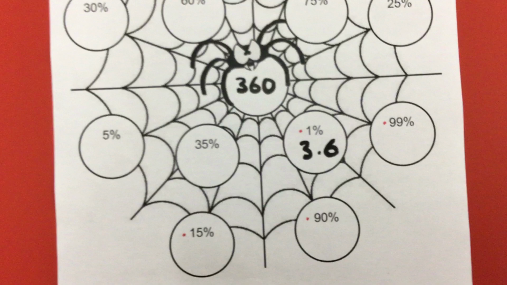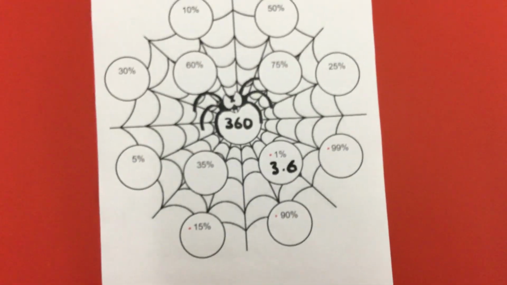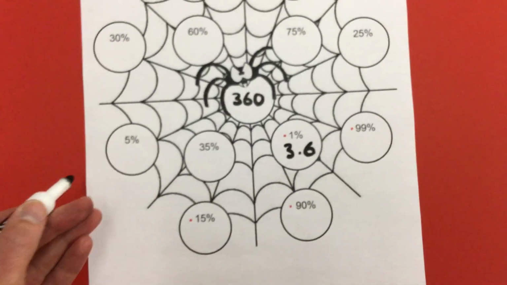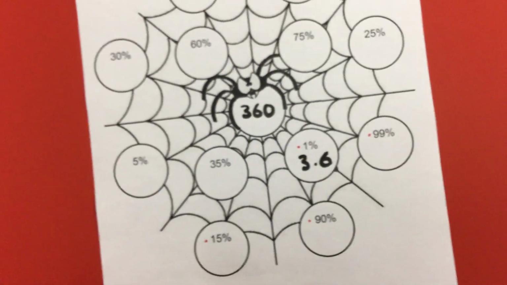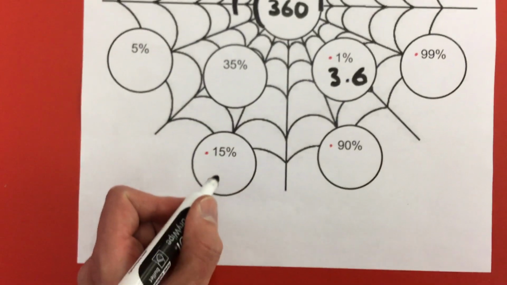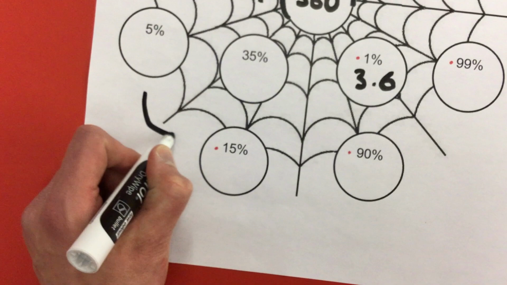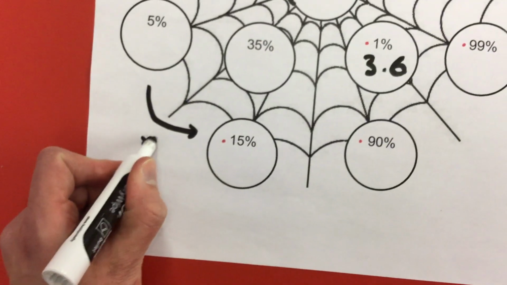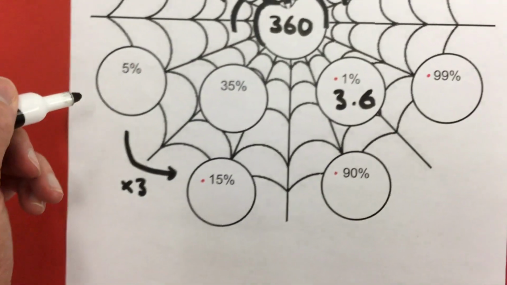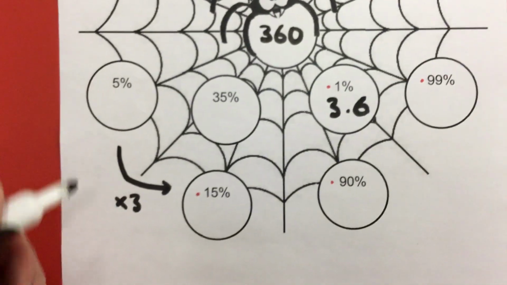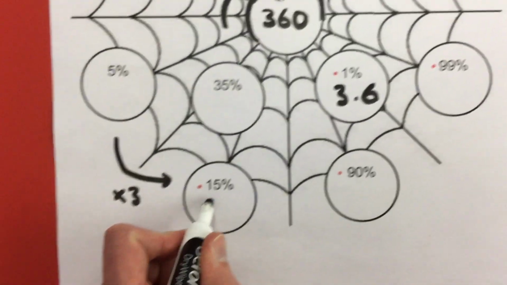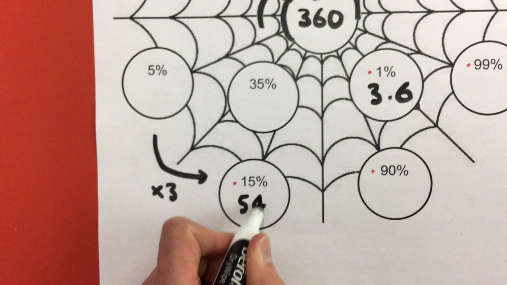10% is 36, 1% is 3.6. If we know 5%, which we do, we worked out that 5% is 18. Well, we can work out 15%, because 5% times 3 is 15%. 5% was 18. 18 times 3 is 54.